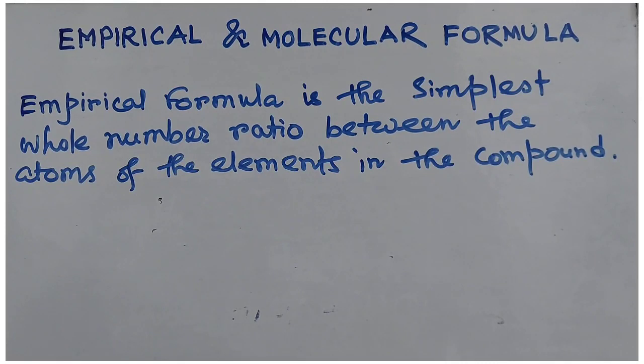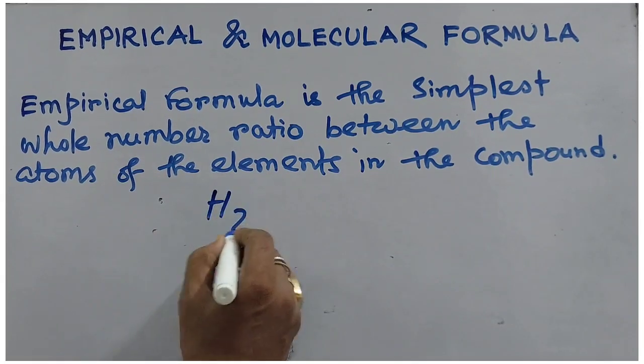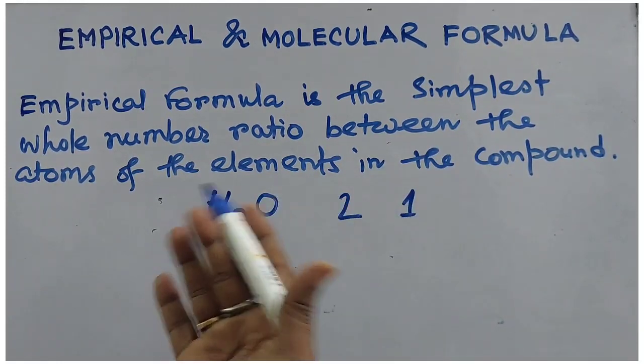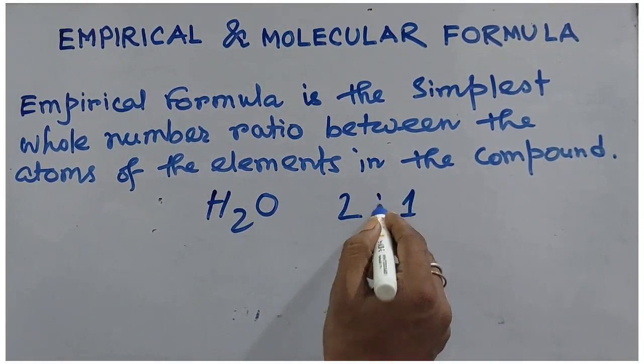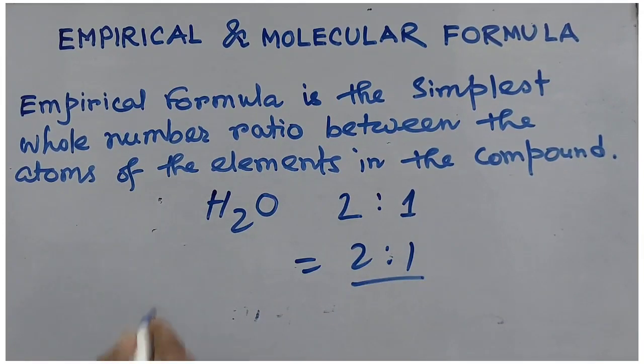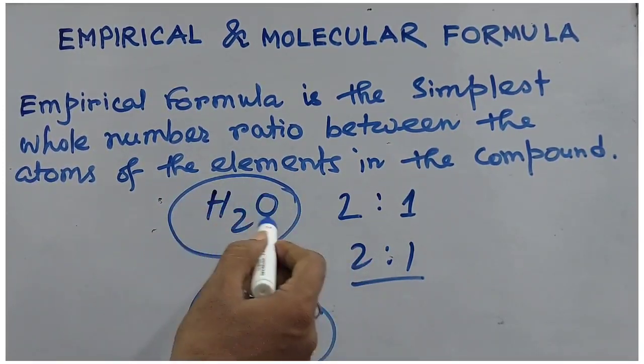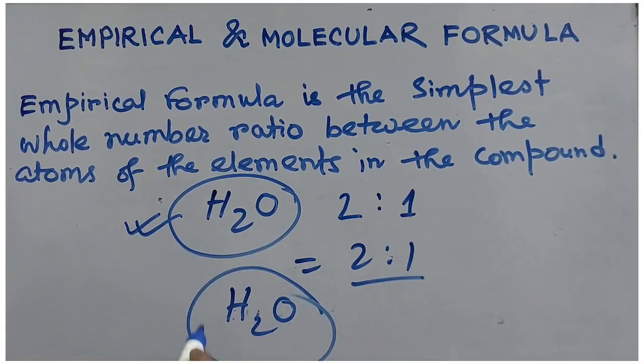But the molecular formula and empirical formula will not always be different. They can be the same, such as in water. The molecular formula of water is H2O. Here the number of H atoms is 2, oxygen is 1. The simplest whole number ratio of 2 and 1 is also 2:1. That is, the empirical formula of water is also H2O. So the molecular formula of water is H2O and the empirical formula of water is also H2O. Okay?